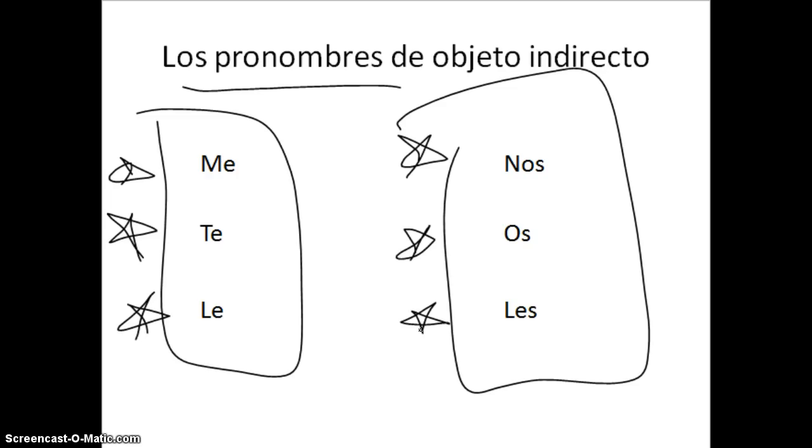Okay? So, notice that we have le and les and that they are the same for the masculine and feminine. So that makes things a little bit easier than the direct objects when you have lo and la and you have to decide whether it's masculine or feminine. If you're talking about one person singular or people plural, then you do le or les. Okay? And you're not included in that.